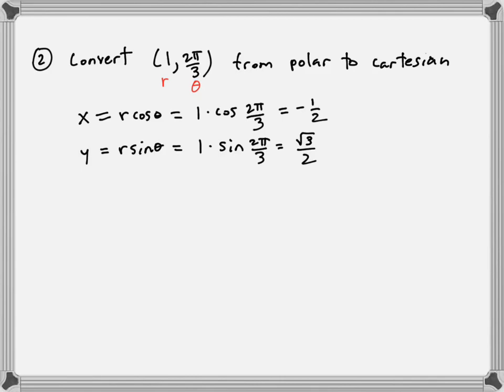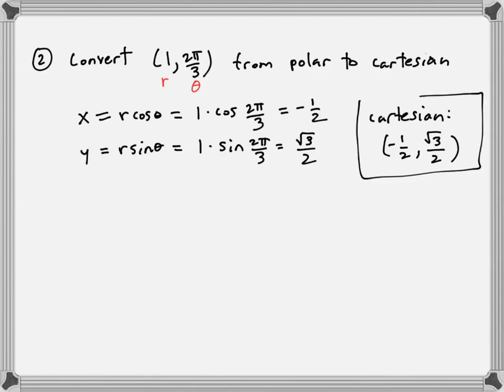Okay, so our Cartesian point is negative 1/2, and then root 3 over 2. Okay, so that's it for that problem. So hopefully you can see it's really straightforward to go this way. Let's convert the other direction.